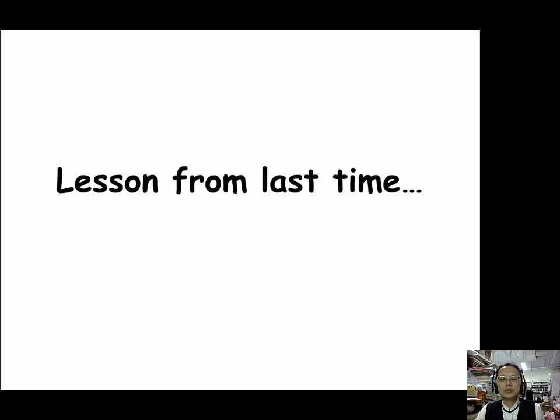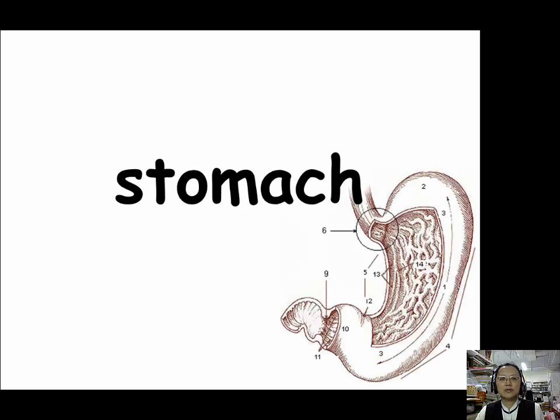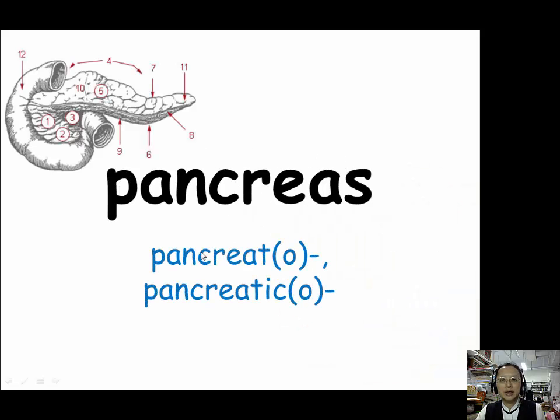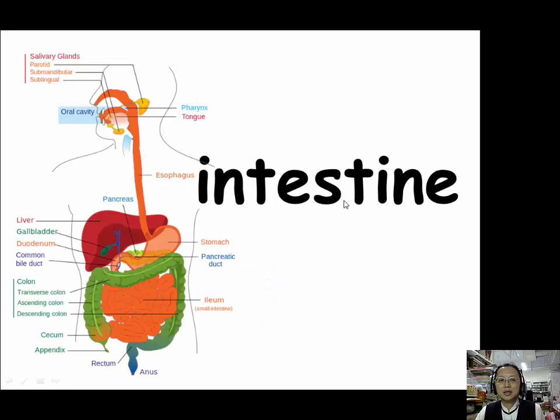Today we are going to finish lesson 12. First, let's review what we learned last time for the first part of lesson 12. For stomach, we have one prefix, gastro, G-A-S-T-R-O. For pancreas, there's two prefixes, pancreato, P-A-N-C-R-E-A-T-O, and pancreatico, P-A-N-C-R-E-A-T-I-C-O.